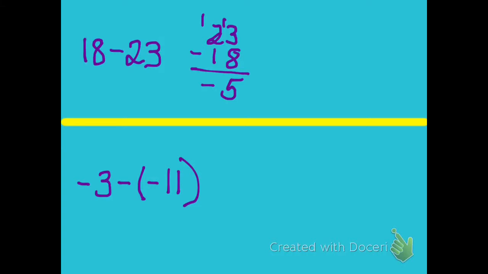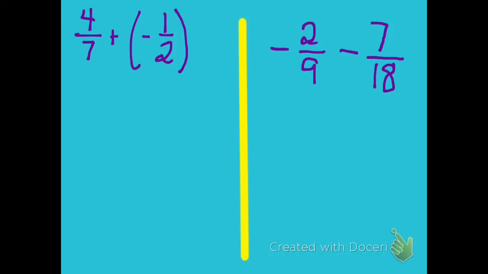The bottom one, before you can do anything, you have a negative and a negative, which turns into a positive, so you need to deal with that. Now you need to look at them. One is negative 3, one is positive 11. So again, we have different signs, so you're going to subtract them. Again, 11 has a higher place value, so it goes on top. 11 minus 3 is 8. And then 11's sign is positive, so the answer is positive 8.